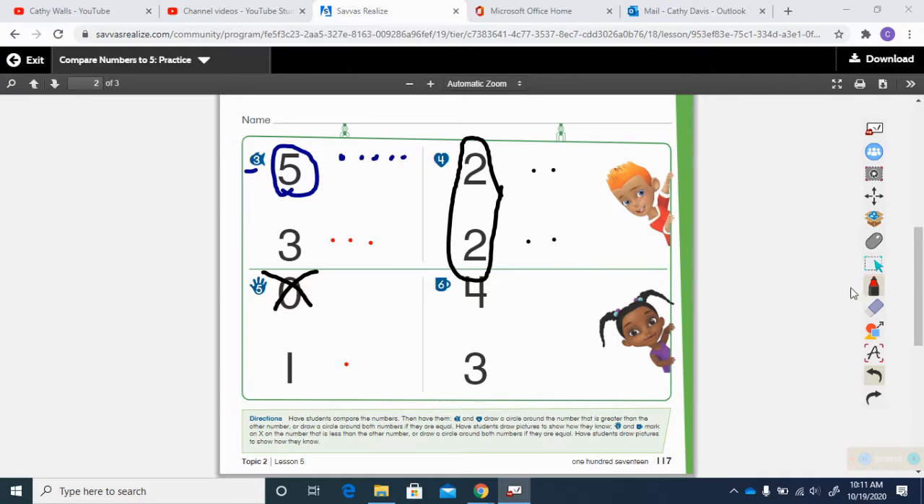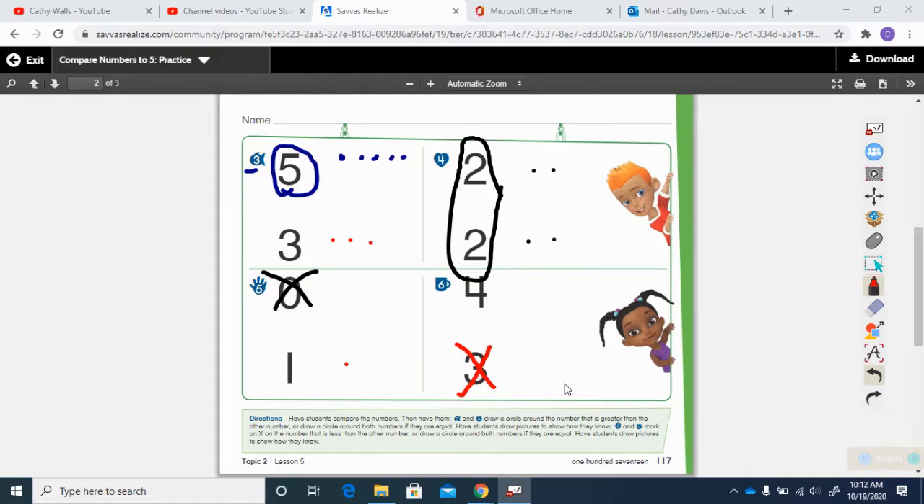Let's look at number 6. We have 4 and we have 3. I wonder which number is less than the other one. When I'm counting, I say 1, 2, 3, 4. Which number did I say first? Did I say the number 3 first, or did I say the number 4 first? Well, I stopped at the number 4, so I said the number 3 to begin with. 3 is less than 4.